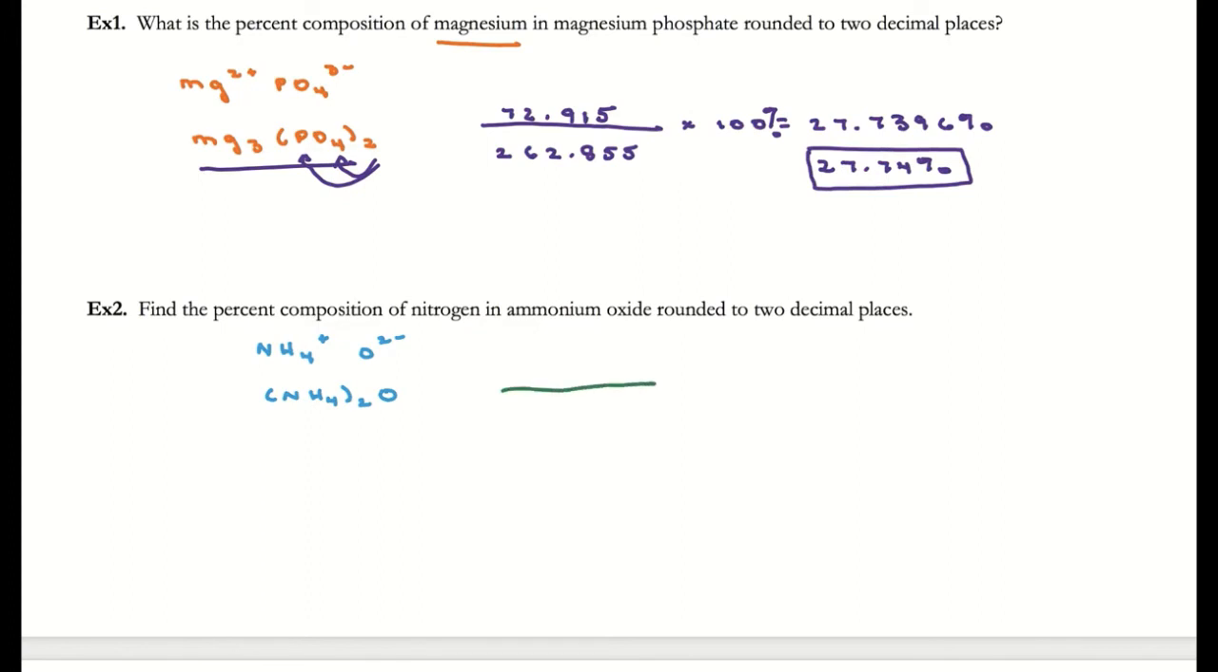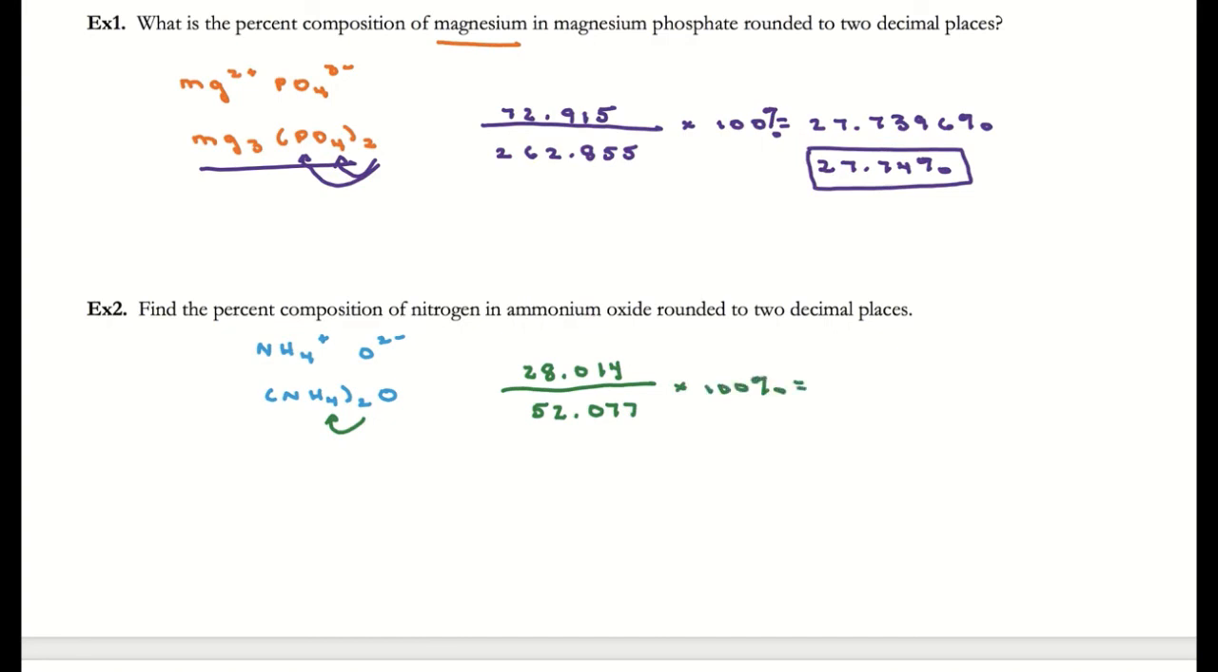I've got 2 nitrogen, so 2 times 14.007, so I get 28.014 for the molar mass of just nitrogen. Then I'm going to add to that the molar mass of hydrogen, which is 1.008 times 8, because I have 8 hydrogens here. And then I'm going to add to that the molar mass of oxygen, which is 15.999. So the total molar mass of ammonium oxide is 52.077.